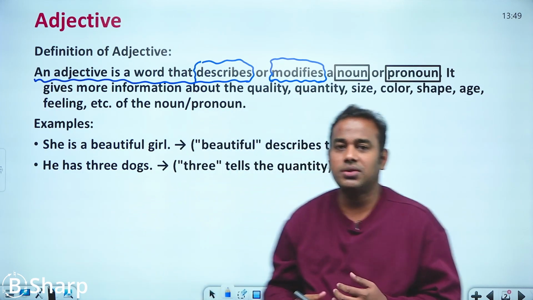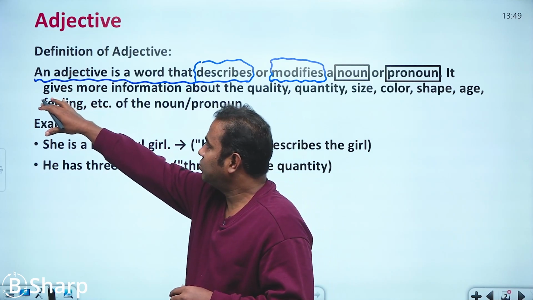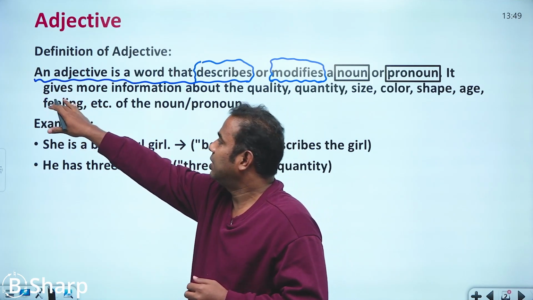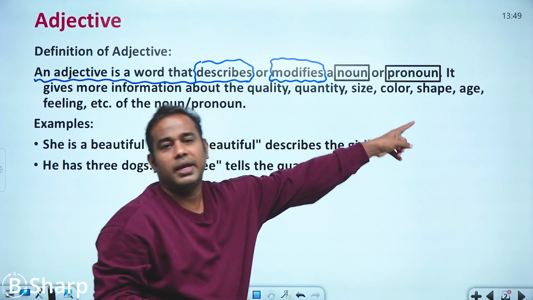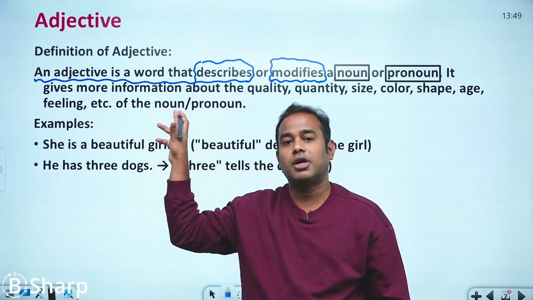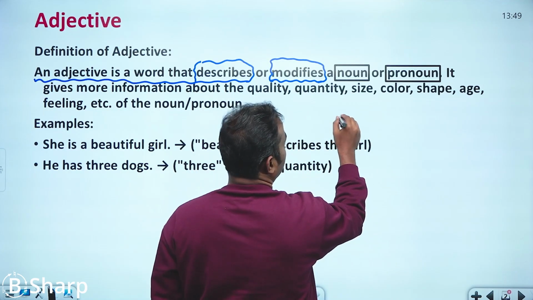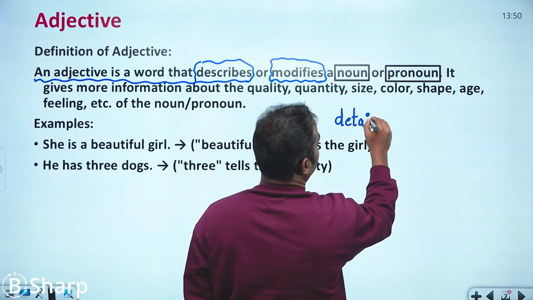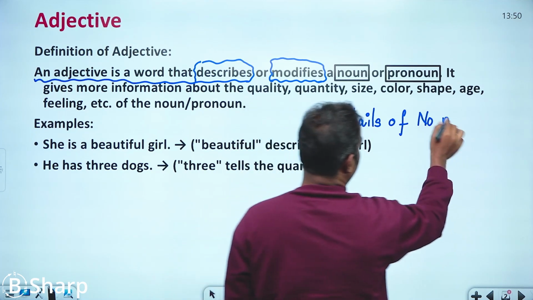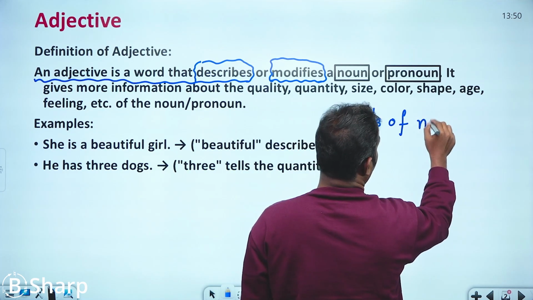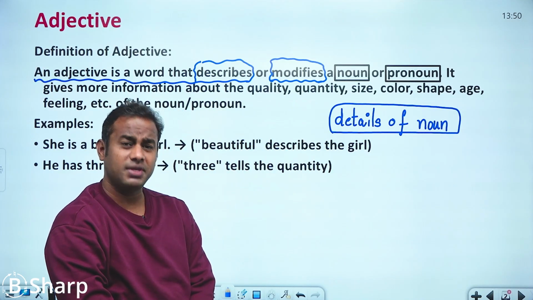Now, how are we actually describing or modifying? Let us look at that in depth here. That is, what does the adjective do? What it actually does is it gives more information about the quality, size, color, shape, age, feelings, etc., about a noun or a pronoun. It gives some details of the noun, whatever noun you are talking about. So we can put it like this: the details of the noun are given in the form of an adjective. That's a very simple way to understand it.